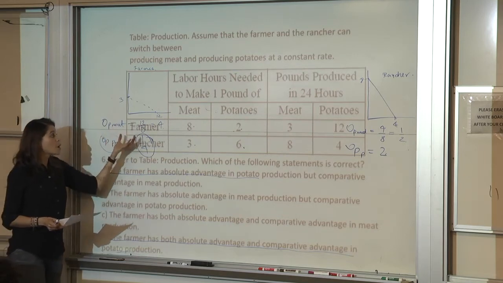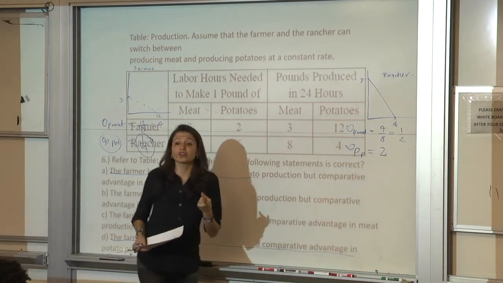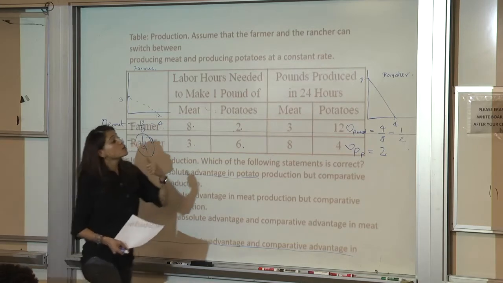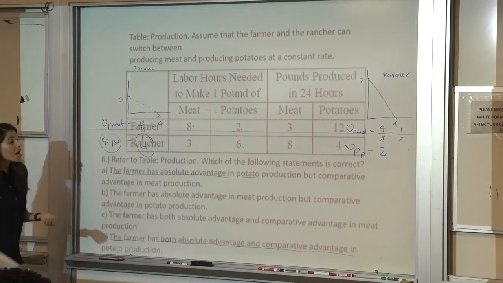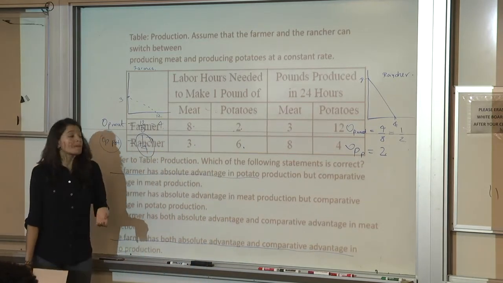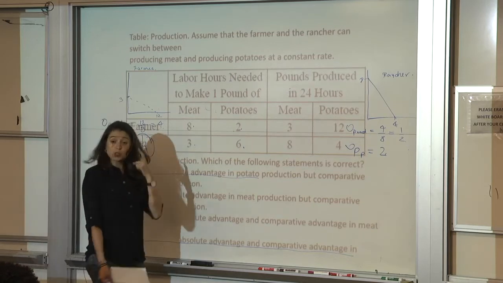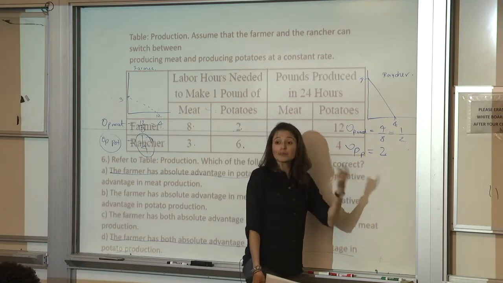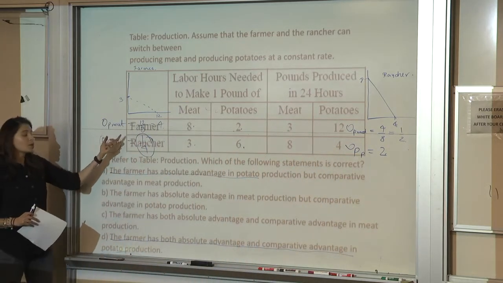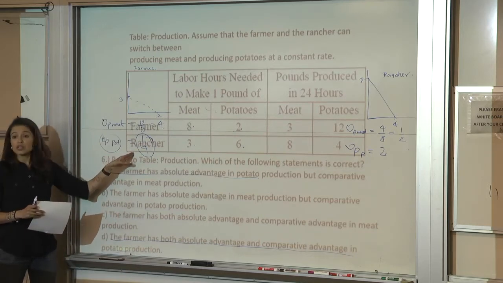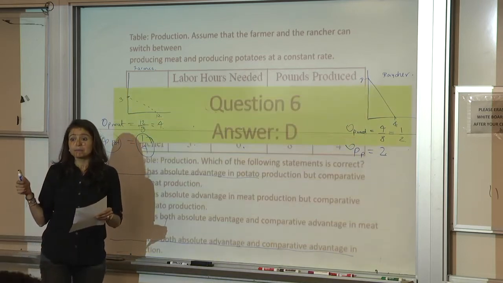So what happens is that the farmer has to give up more potatoes than the rancher to produce 1 pound of meat. Meaning that the rancher has a comparative advantage in the production of meat, okay? And it's the other way around for the production of potatoes. The farmer has to give up only 1/4 pound of meat to produce 1 pound of potatoes, versus the rancher that has to give up 2 pounds of meat to produce 1 pound of potatoes. Once you calculate the opportunity cost of one good, the opportunity cost of the other good is the inverse, okay? Everyone with me? Good.